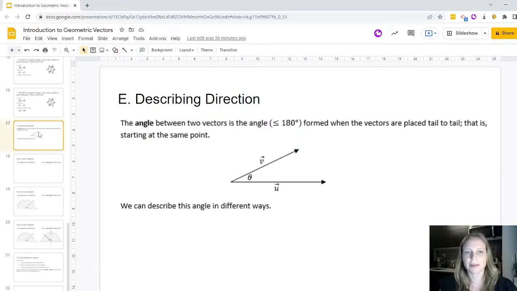Okay, so describing direction now. The angle between two vectors is the angle formed when the vectors are placed tail to tail, so like end to end. And that means they start at the same point. And so we can describe this angle theta in different ways, and note that this angle is less than or equal to 180.